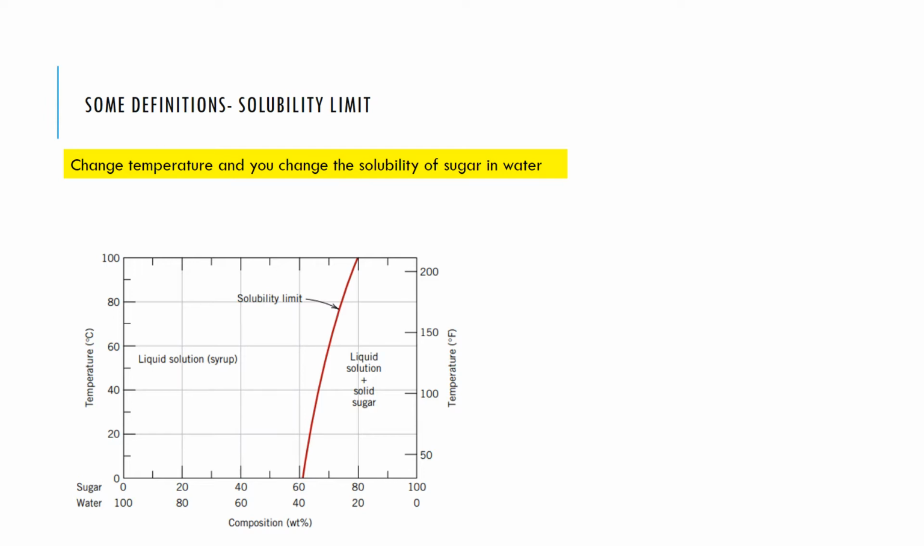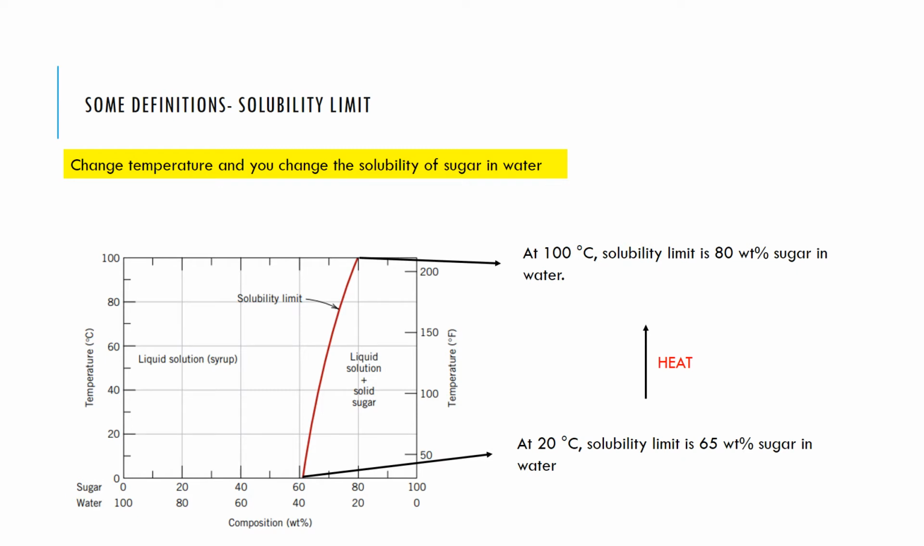Now, the interesting thing about that is that a change in temperature can change the solubility limit. It can change how much sugar I can get in water. So at 20 degrees Celsius, the solubility limit is around about 65 weight percent sugar in water. But if I were to heat that up to 100 degrees Celsius, then I can now get much more sugar into the water. I can now get about 80% sugar in water.